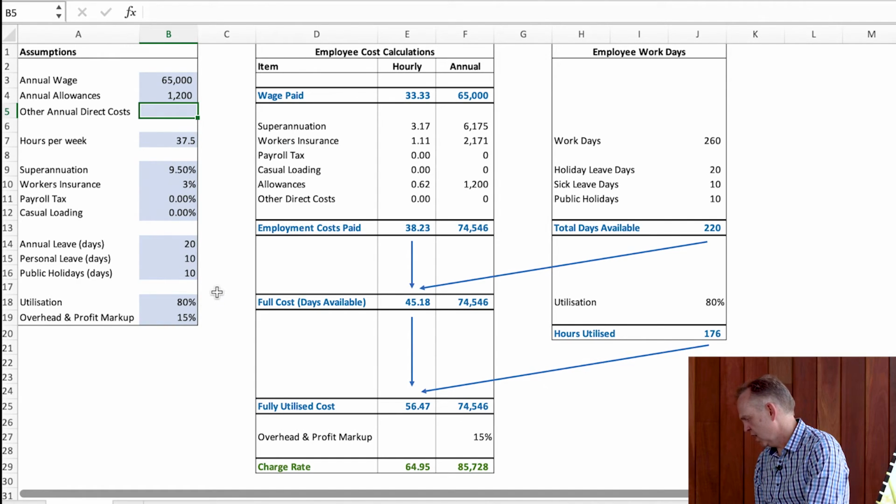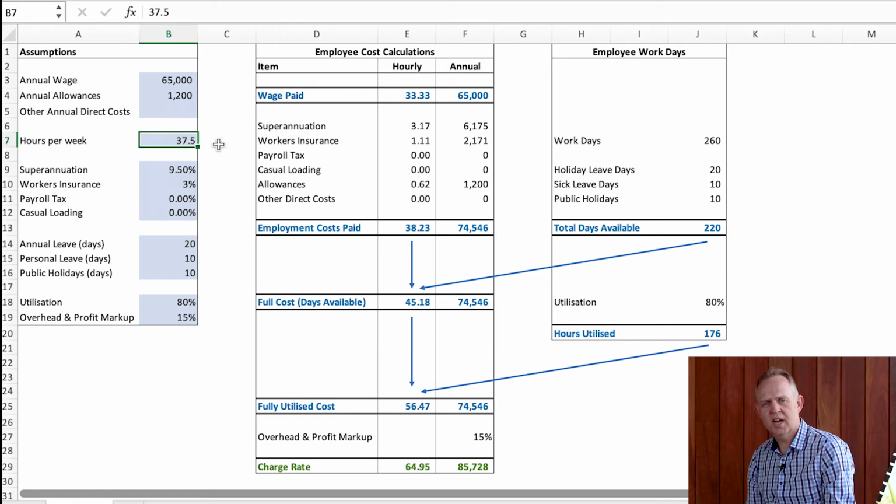The rest of this down here then is about their employee conditions and how they're working. So the hours per week we've got is 37.5 because that's the normal weekly hours they're going to do. They're a full-time employee. Their super, their entitlements, how much we pay for work cover insurance, payroll tax. If you have enough employees, you have to pay payroll tax. A little bit crazy, but that's one of the taxes that are out there.